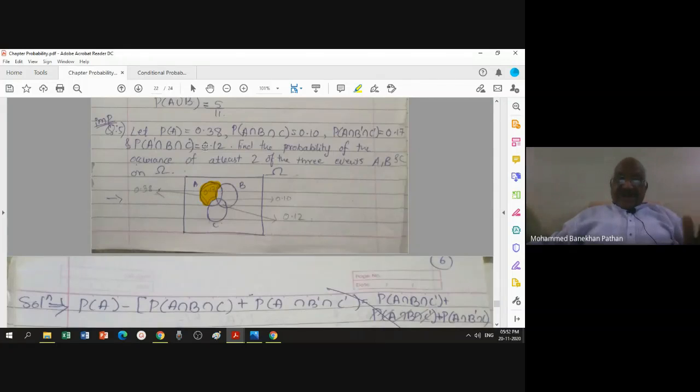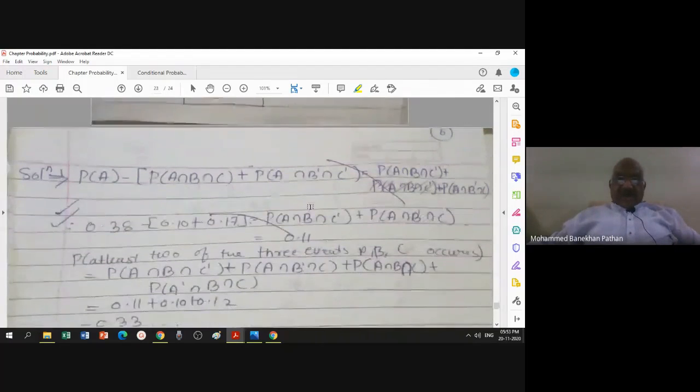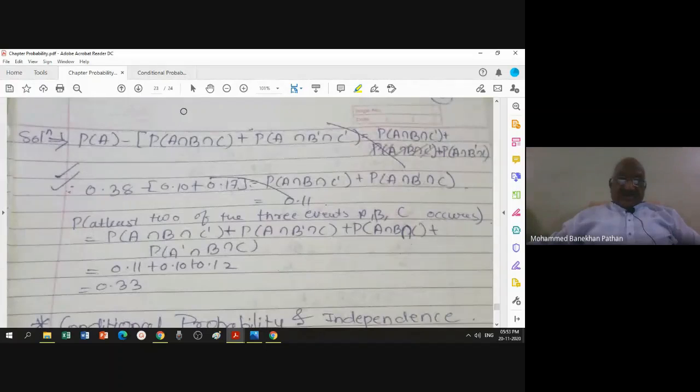I think everybody understands how I explained this information on a Venn diagram. Now I go ahead to solve the question. For the time being, you drop this. Come here. Probability that at least 2 of the 3 events A, B, C occur. How will you write it? Probability A ∩ B ∩ C', so it's the chance of A and B occurring. Probability A ∩ B' ∩ C, so this is the chance of A and C occurring.